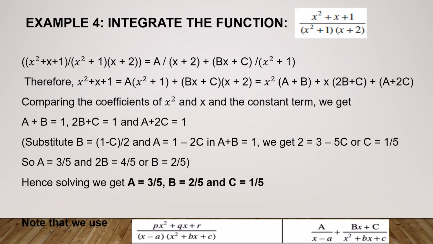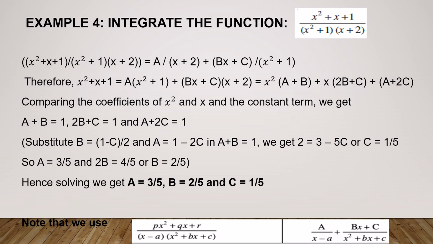Now in this example, you have to integrate the function x square plus x plus 1 upon x plus 2 into x square plus 1. Now this is of the type px square plus qx plus r upon x minus a linear factor into the quadratic factor. So over here your numerator is quadratic, your denominator has a linear factor and a quadratic factor. Then how is it written in the form of partial fractions? A upon x minus a plus bx plus c upon the quadratic factor.